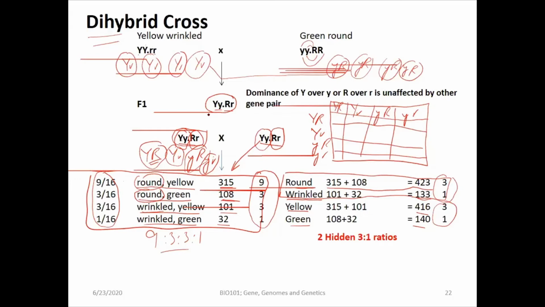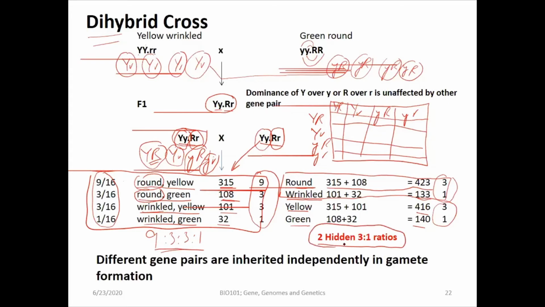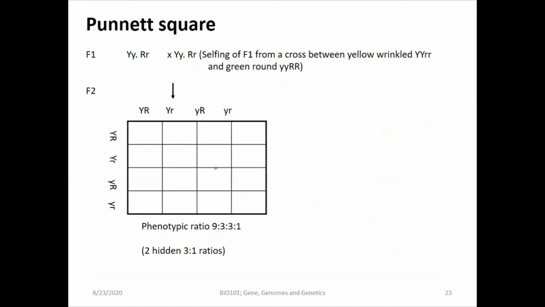Is it clear here? So underneath 9:3:3:1, you have two hidden 3:1 ratios. This was called the law of independent assortment by Mendel, where different gene pairs are inherited independently during gamete formation. And Mendel didn't really use the word gamete formation, but yes, these are the gametes being formed. So we just made these checkerboards.